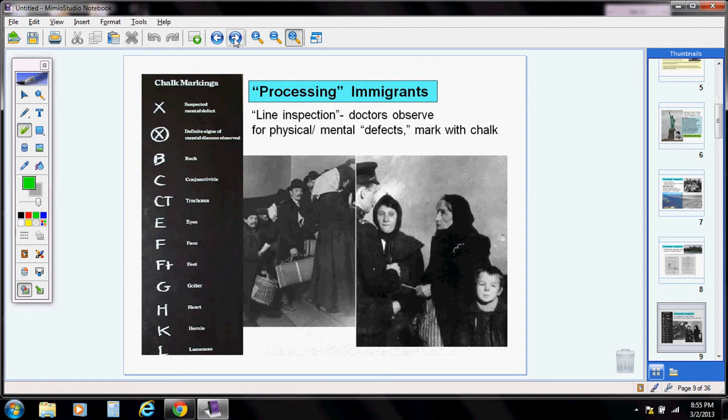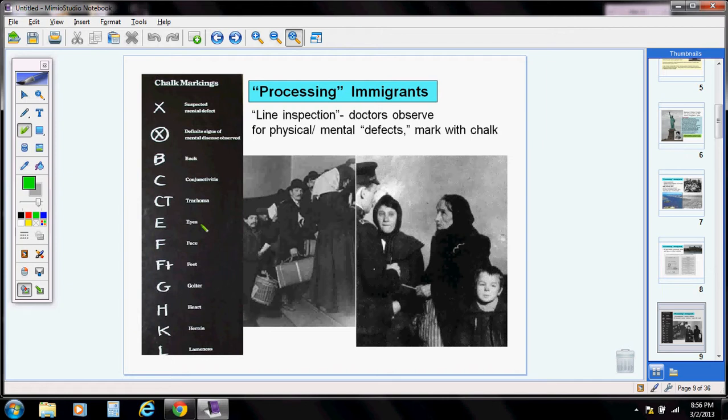The initial processing was a medical inspection. It was a quick line inspection where doctors would watch immigrants as they came up the stairs carrying all their things from home. If they suspected something was wrong, they would mark them with chalk on their lapel. So this lady looks to have been marked with an E, something wrong with her eyes that needed further inspection.